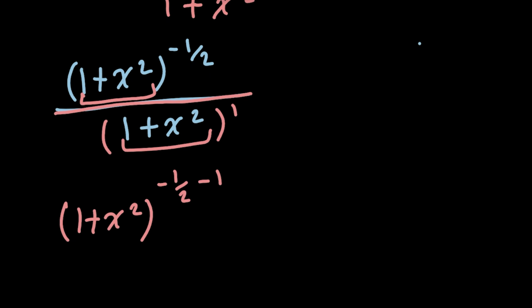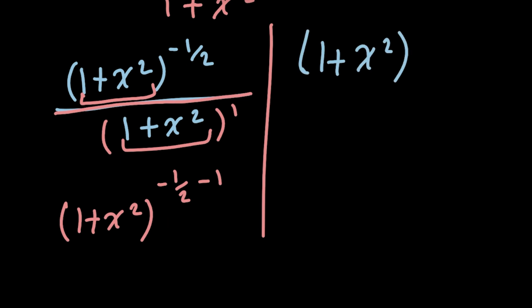If there's no power, the power is 1. When I say 7, we can just rewrite it as 7 to the power 1, and so on. Okay, so let me just continue here. We will have 1 plus x to the power 2, and here we have minus half and minus 1, so it would be minus 3 over 2.